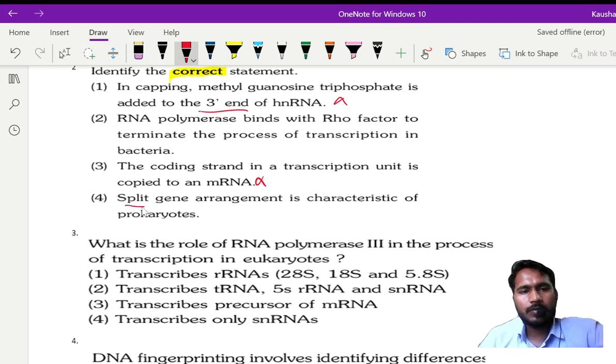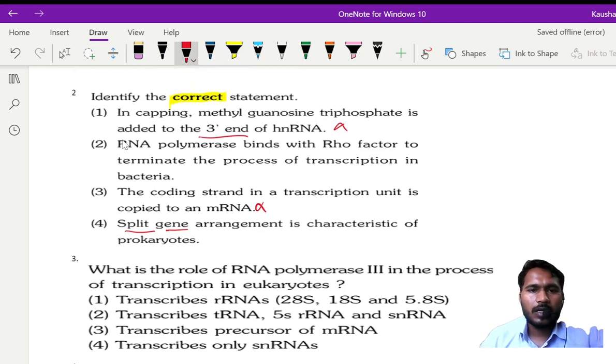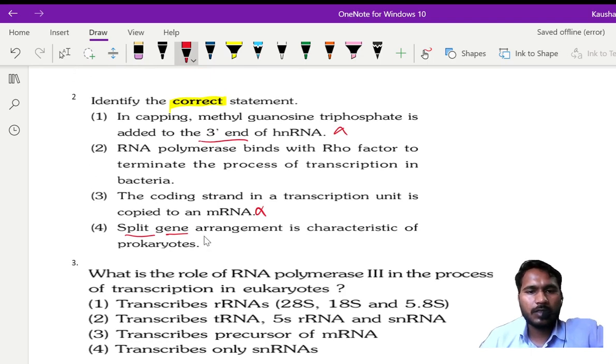Split gene. What are split genes? Split genes arrangement is characteristic of prokaryotes. So like exon and intron. Intron is called a split gene, and if a gene has an intron, that's called a split gene. But the important thing is that it is a property of the eukaryote. Prokaryotes don't have split genes. Introns they don't have, usually we can say. So what is the correct answer?